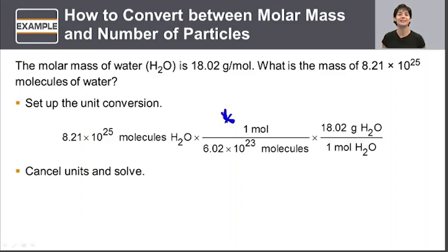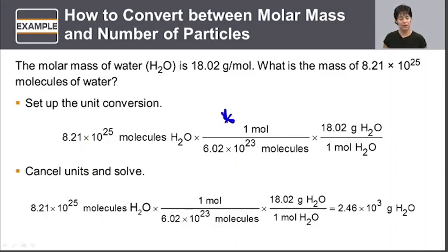So, let's cancel the units and solve it. Here we have molecules, here we have molecules, here we have a mole, and here we have a mole. So what we need to do is the maths, remembering those significant figures. And we come up with 2.46 times 10 to the 3rd grams of H2O, or water.